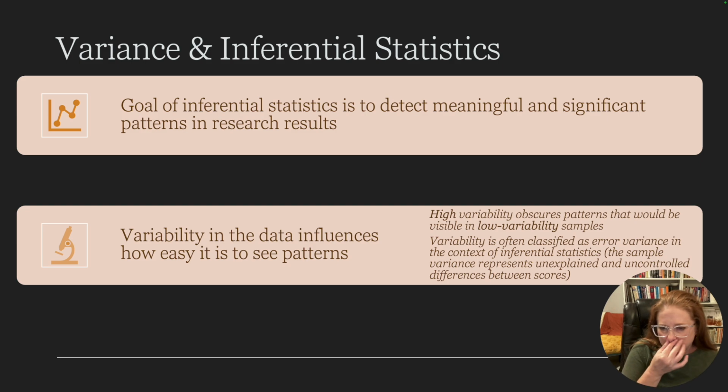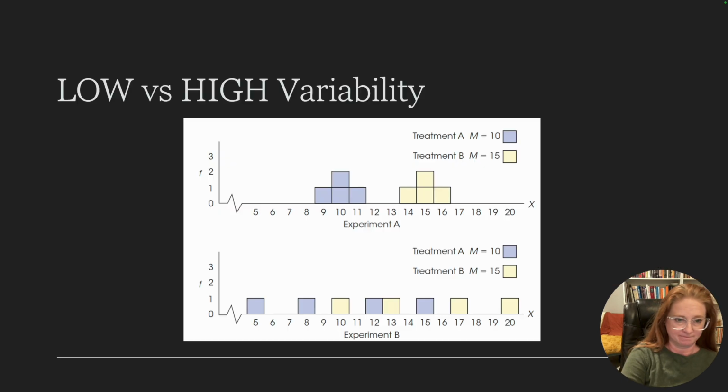Variability is often classified as error variance, and the higher the variability, the higher the error, or the less likely you are to be able to predict, right? Okay. And here's some high versus low variability.